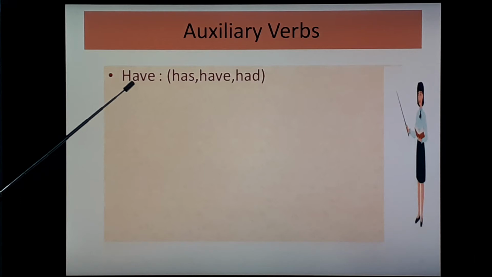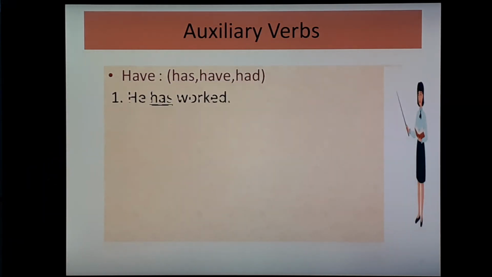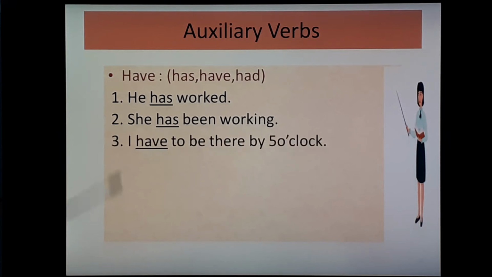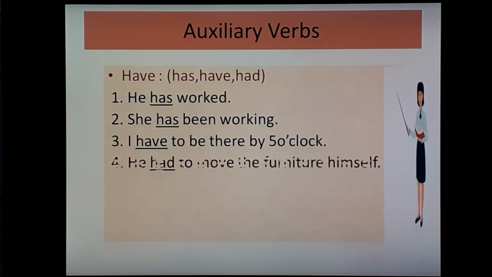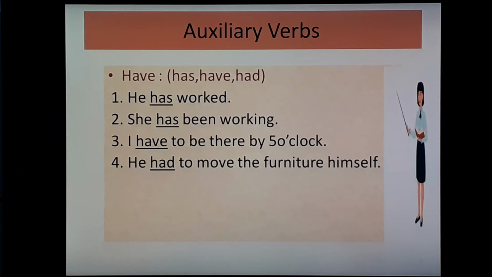Let's see have: has, have, had. He has won. So has, that is have form. She has been working. Has, have form. I have to be there by 5 o'clock. Have form. He had to move the furniture himself. Have form.